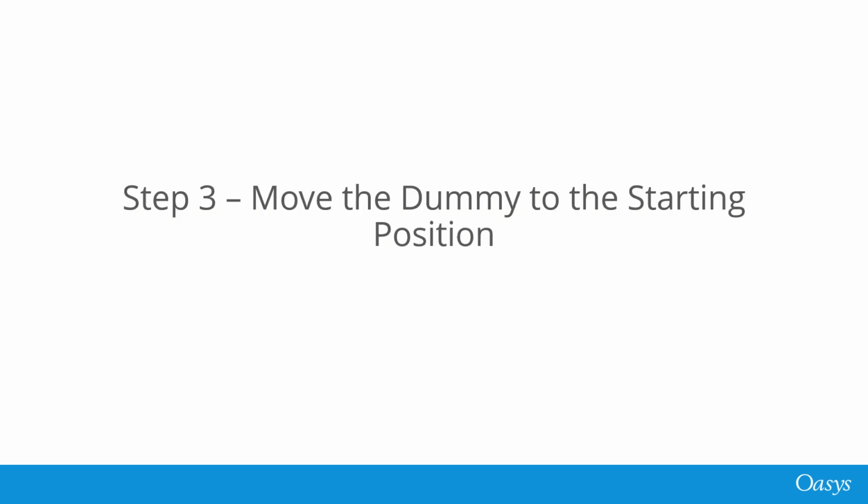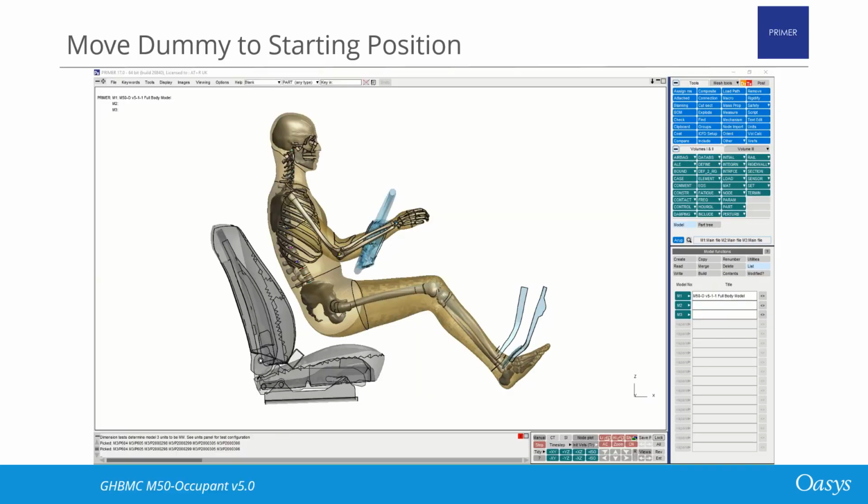After reading in the properties file, it's recommended to globally move the dummy to the desired starting position and save the model at that position. In this example, let's say the starting position is in the seat. You can set up analyses that combine dummy movement and positioning and seat squashing, but in this case, we'll just set up a simple dummy positioning analysis.